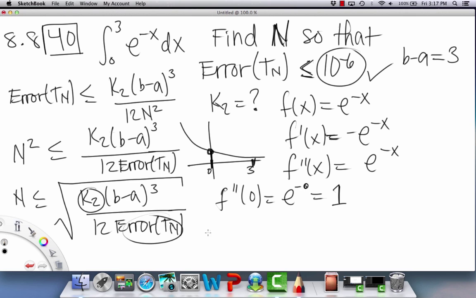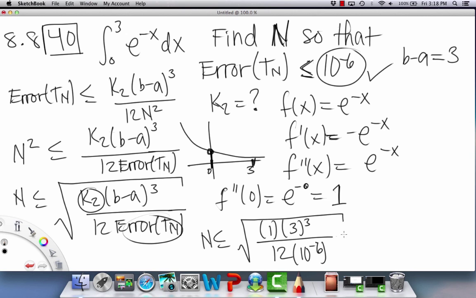Then when we plug everything in, we get the square root of 1, plugging in for the K2, times b minus a, which is 3, raised to the third power, with 12 times 10 to the negative 6 on the bottom. And this turns out to be, actually exactly, my calculator gave me exactly 1500.